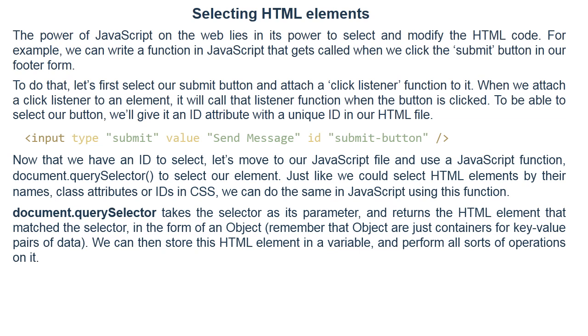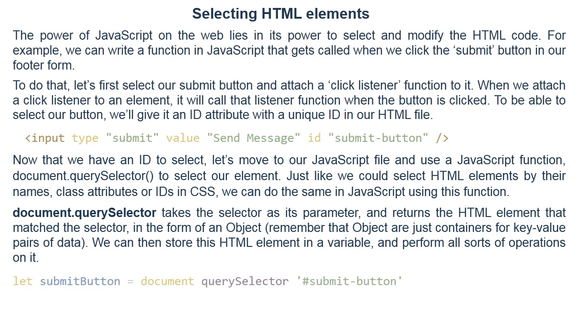to select our element, just like we could select HTML elements by their names, class attribute, or IDs in CSS. We can do the same in JavaScript using this function, document.querySelector. It takes the selector as its parameter and returns the HTML element that matches the selector in the form of an object. Remember that objects are just containers for key value pairs of data. We can then store this HTML element in a variable and perform all sorts of operations on it.